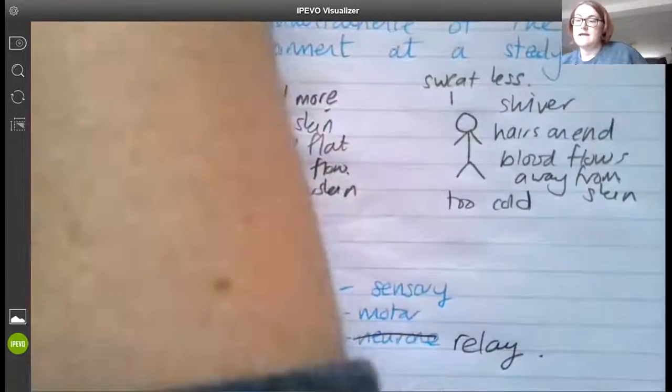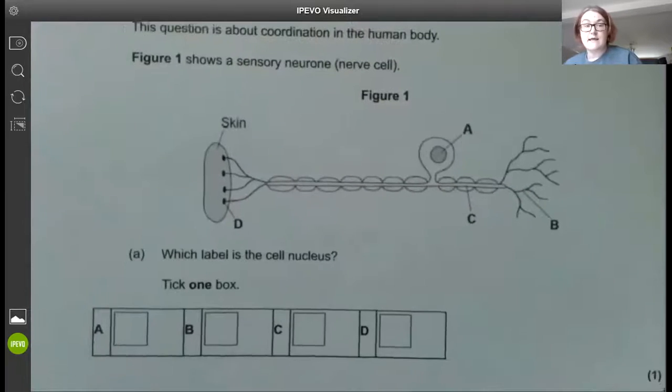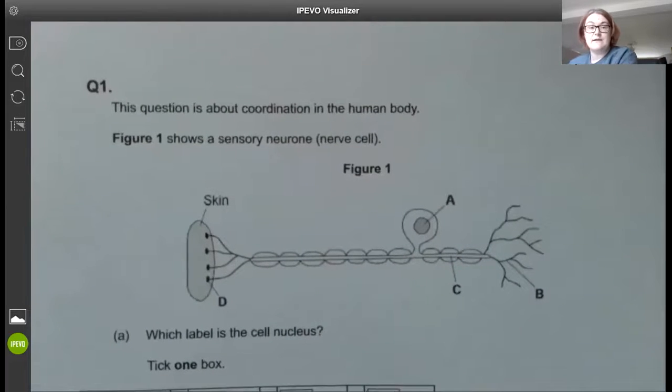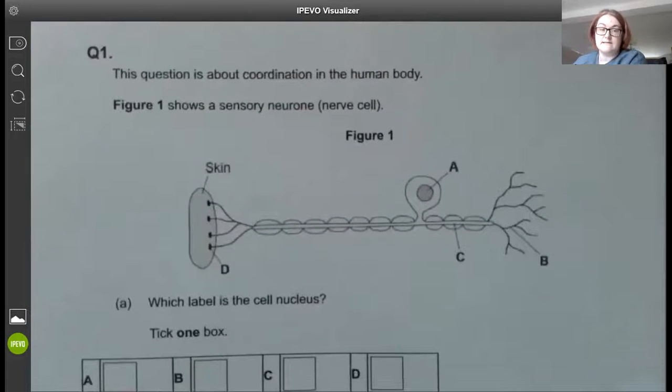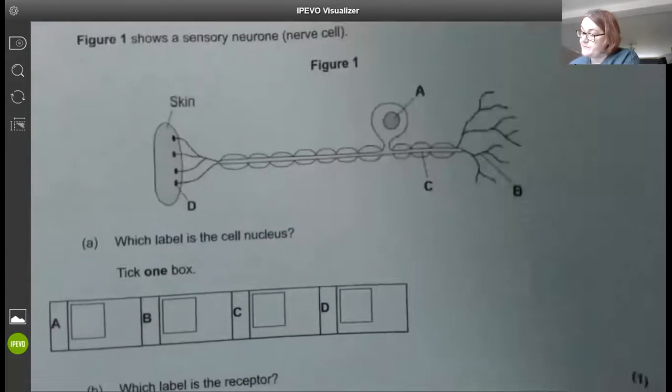So our next task, we've got some exam questions, and there are two different exam questions. I want you to look at task 3, which is the first exam question, and you should spend 10 minutes having a go at this exam question. So we're going to go through the answers now.